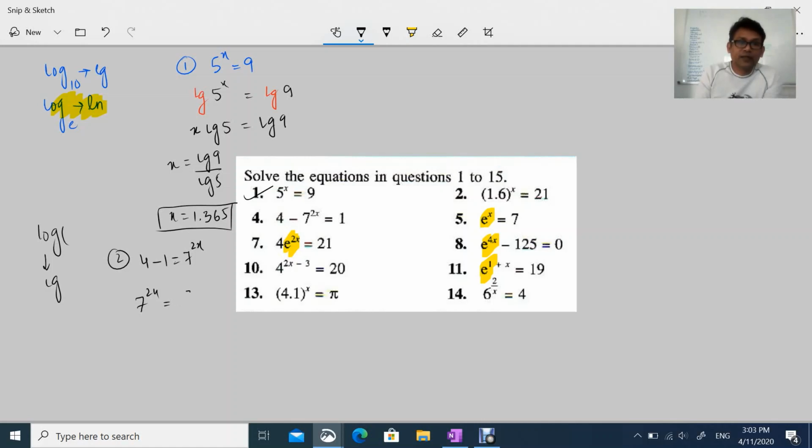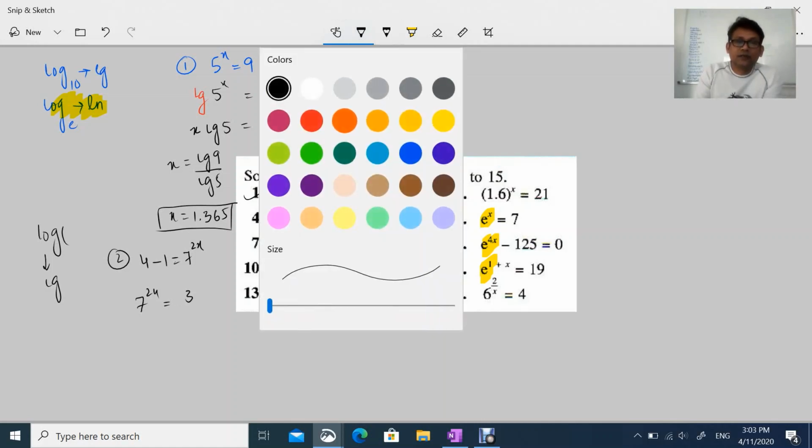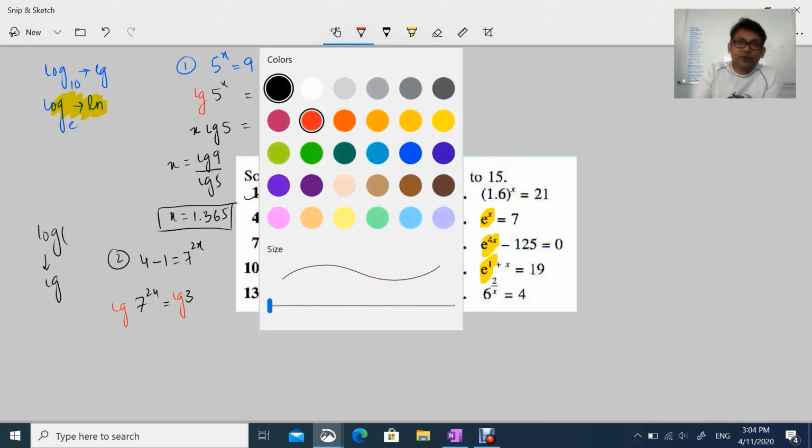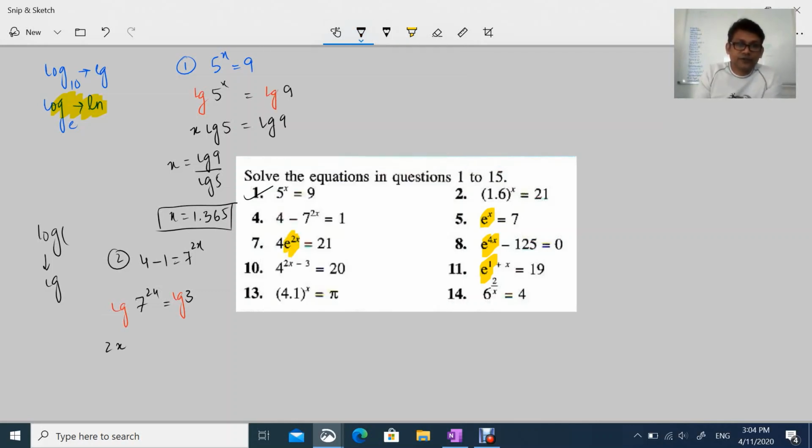Now what do I have to apply? Log on both sides, because this is not the exponential function, so I can apply lg, and 2x will become the coefficient, and lg7 equals lg3. The 2 and lg7 will divide on the right-hand side, lg3 divided by lg7 into 2, and you can get the answer. There is no problem. So I would like to move to part 7 now.